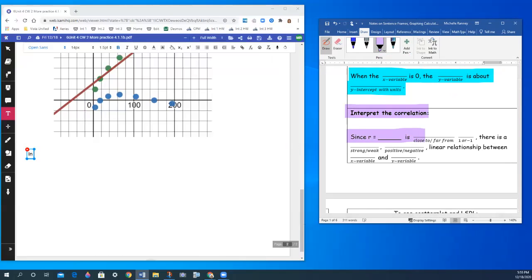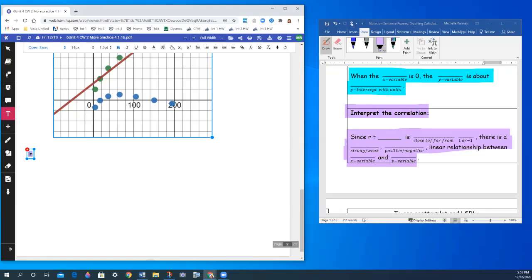Since R is, and we're going to state that R that I just took a snippet of, and is close to or far from 1 or -1, there is a strong or weak, positive or negative linear relationship between the X and the Y variable. So once I say the since R equal is close to or far from 1 or -1, the rest of it is basically like our describe the scatter plot line. Okay, so let me come back to here. I'm just going to make it slightly bigger. And I'm going to fill it.